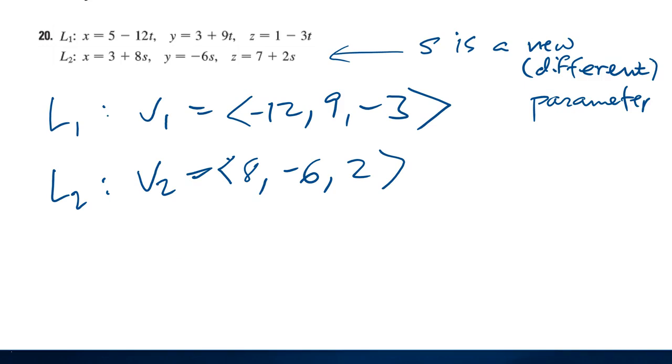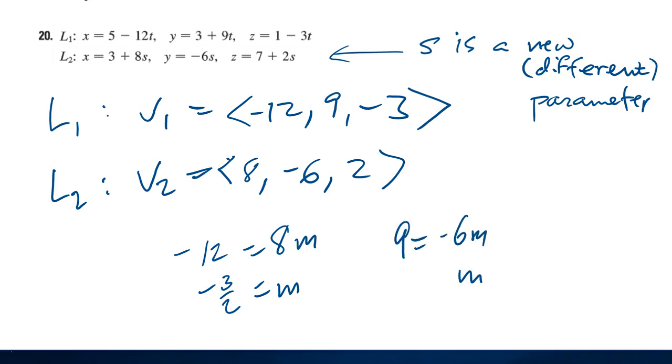If I do -12 equals 8x equals 8, let's say m, then m is -12 over 8, which is -3 over 2. Let's see. There we go. That's it. Yeah, they are related. And see, 9 is equal to -6m. M is equal to -3 over 2.